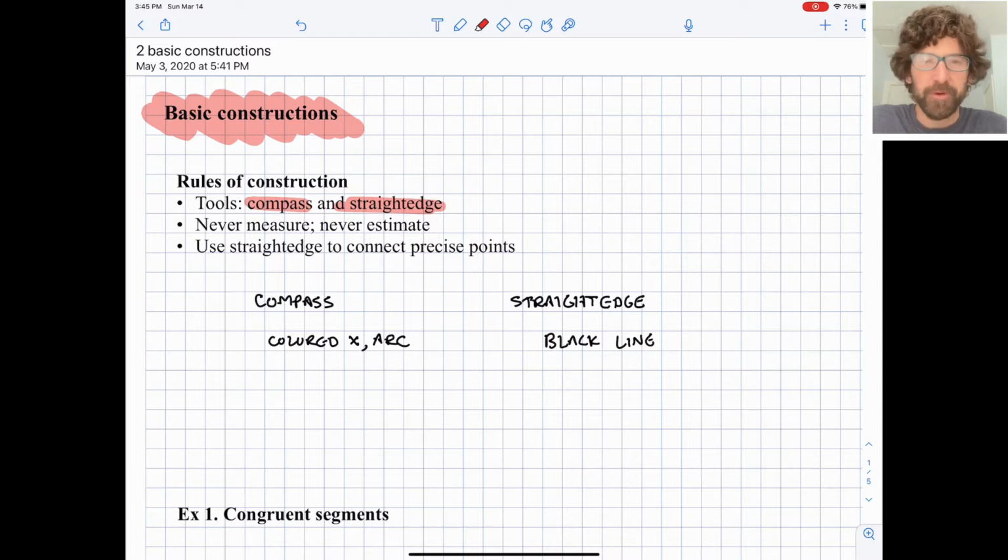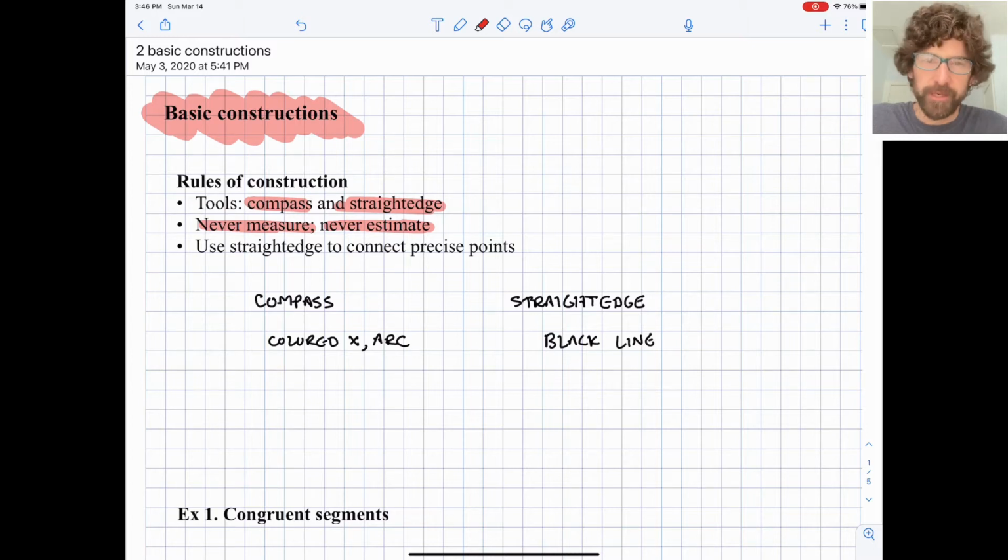A compass is a device that makes circles, and a straight edge is a device that makes straight lines. The important rules to follow around constructions are that you never measure and you never estimate. Measuring and estimation have error associated with them, and we're trying to be as precise and careful, almost as perfect as we can be, to create these shapes. When we construct an angle, I care less about whether we got the right size in degrees. I care more about the idea of that angle, that ideal angle that we're trying to create.